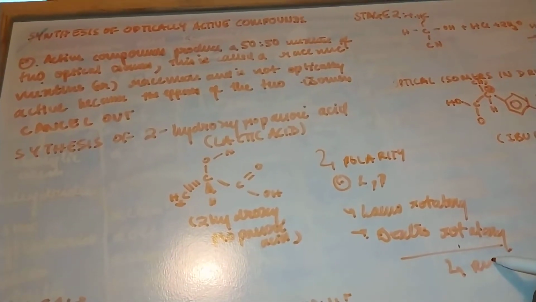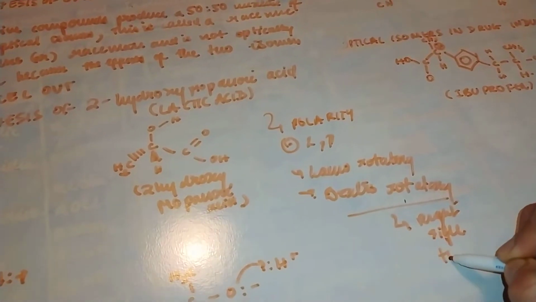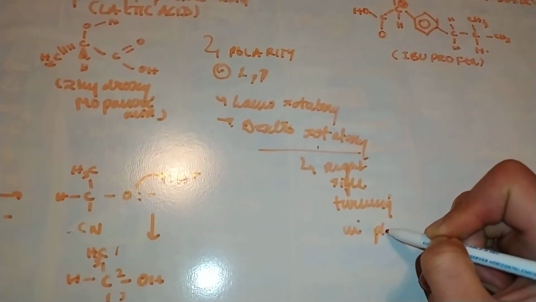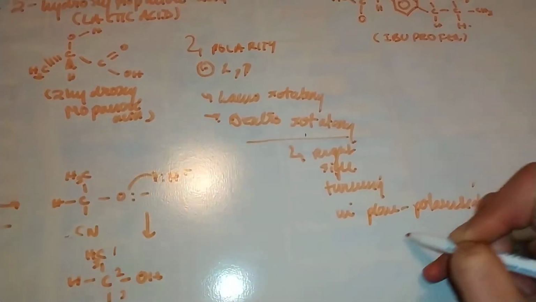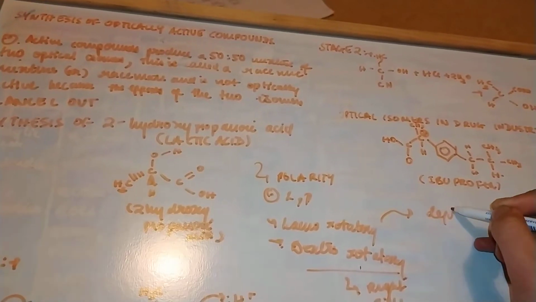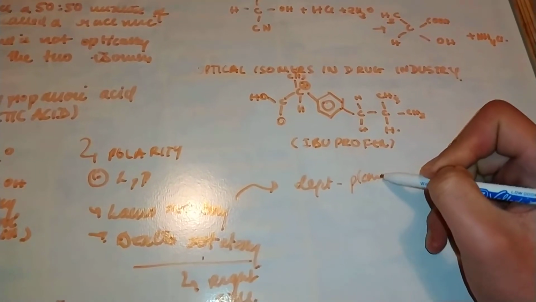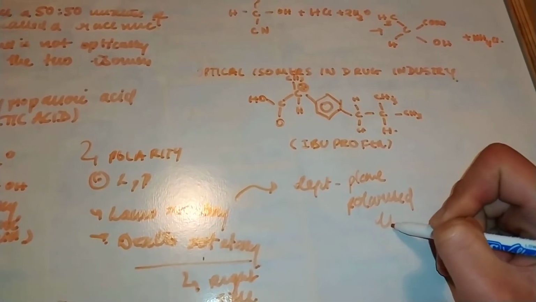Dextro refers to right side turning in the plane polarized light, and levorotatory refers to left turning in the plane polarized light.